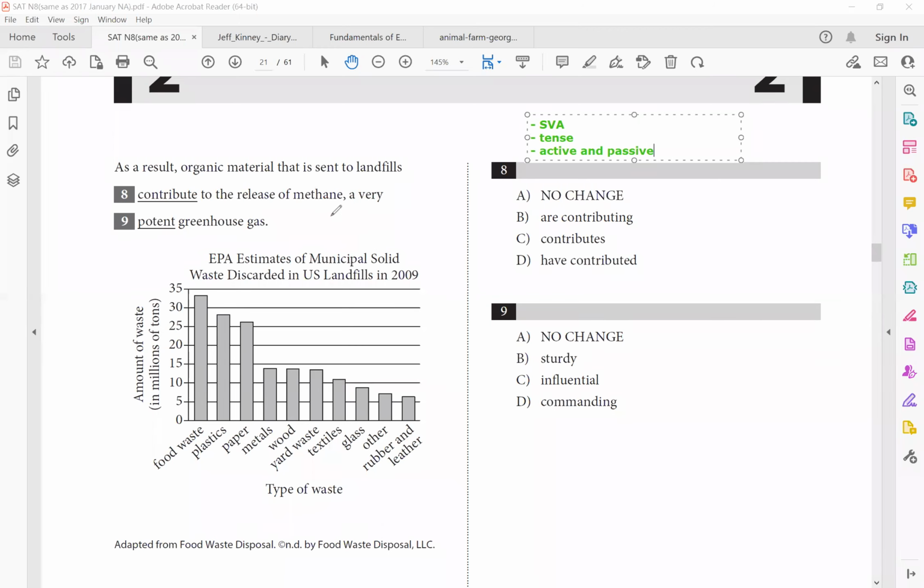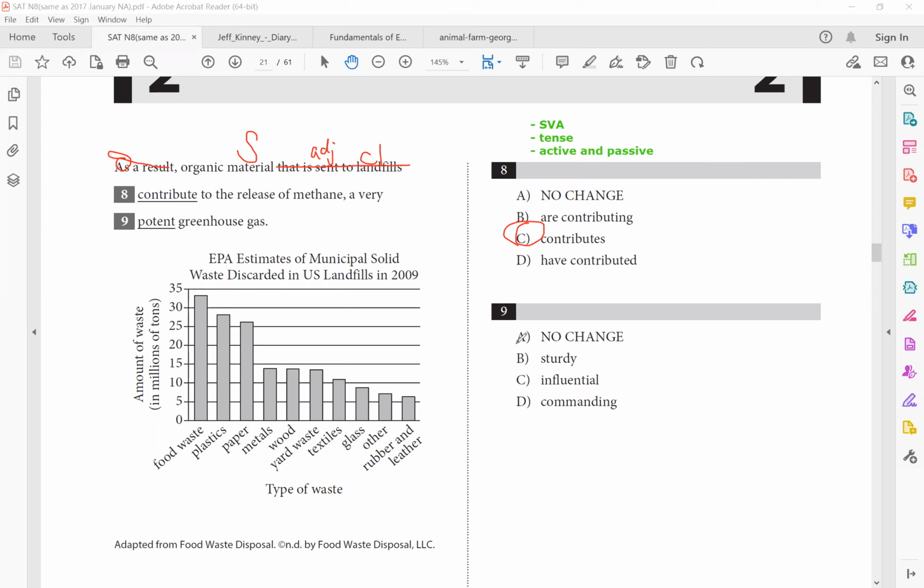But in this case, what is your subject? Well, cross out your as a result. That is a transition word. Cross out that is sent to landfills. That is your adjective clause, which is intervening expression. Organic material, which is your singular subject. So contributes, all right, to the methane, a very strong greenhouse gas.